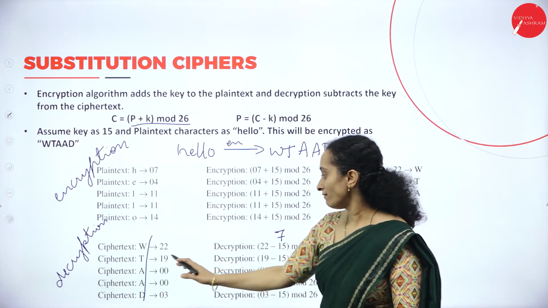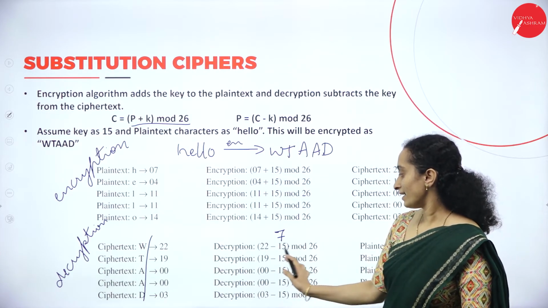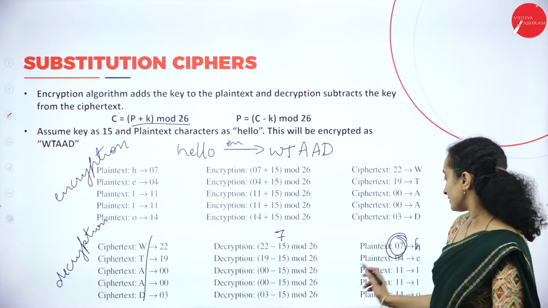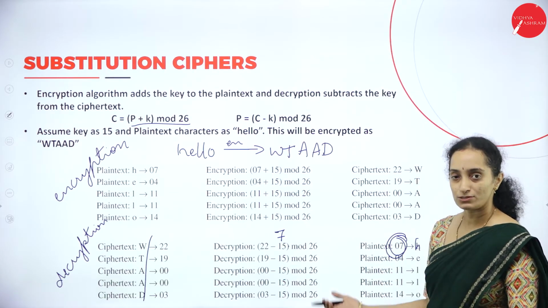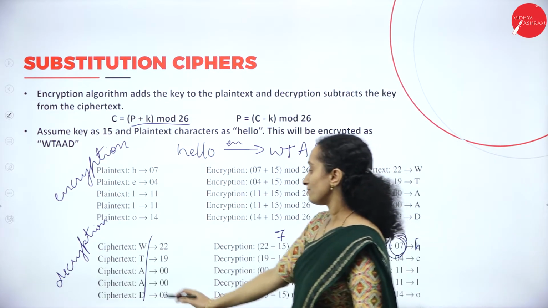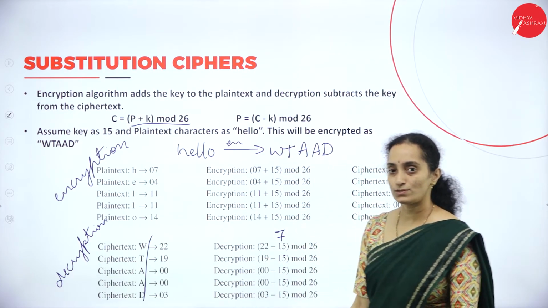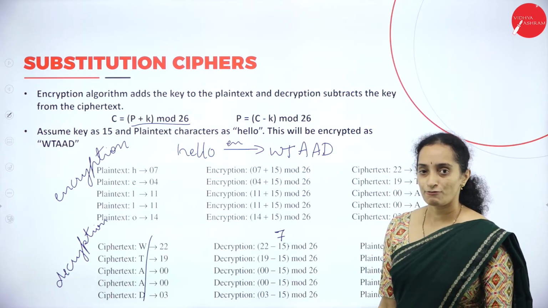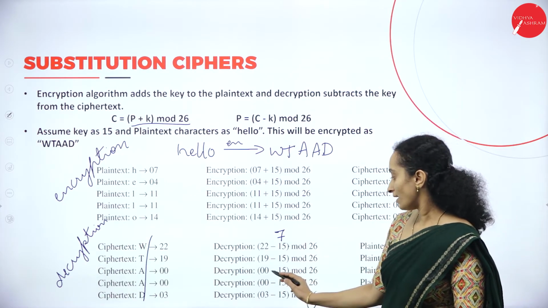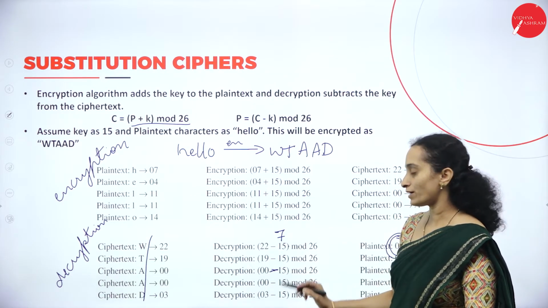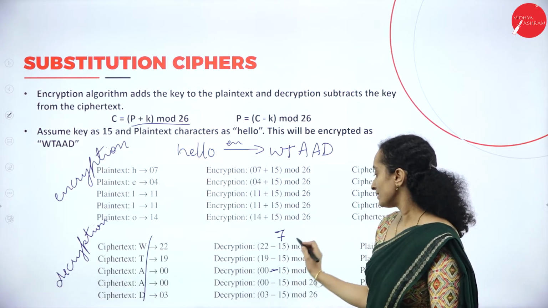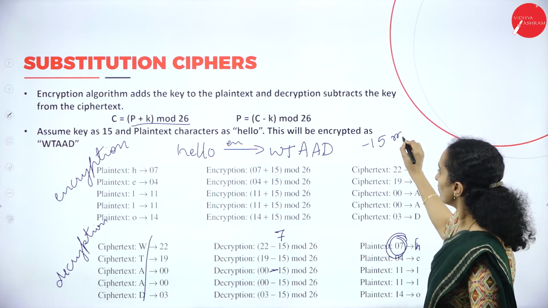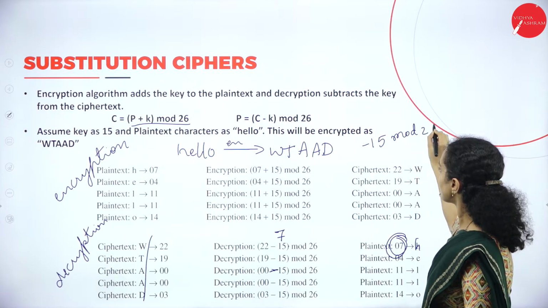Next we have the T, 19. 19 minus 15 will give you 4. 4 mod 26 is 4 only. So it will be E. Next comes the A, 0. Here we have to find out 0 minus 15. Now how do you find out the value? It is minus 15, is it not? Minus 15 mod 26.